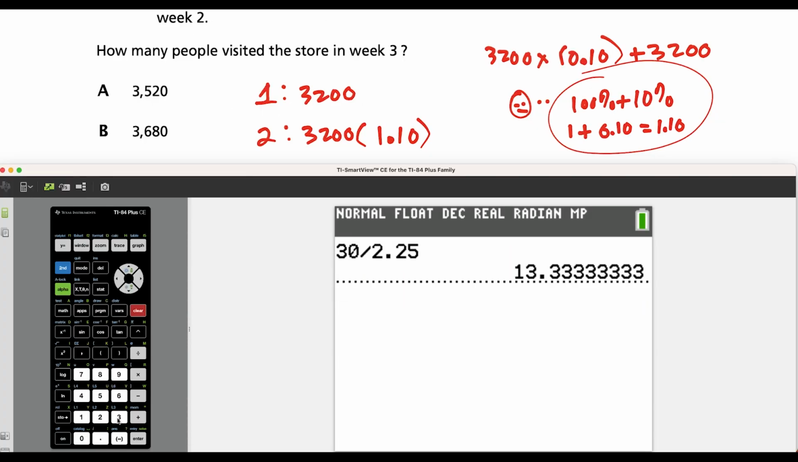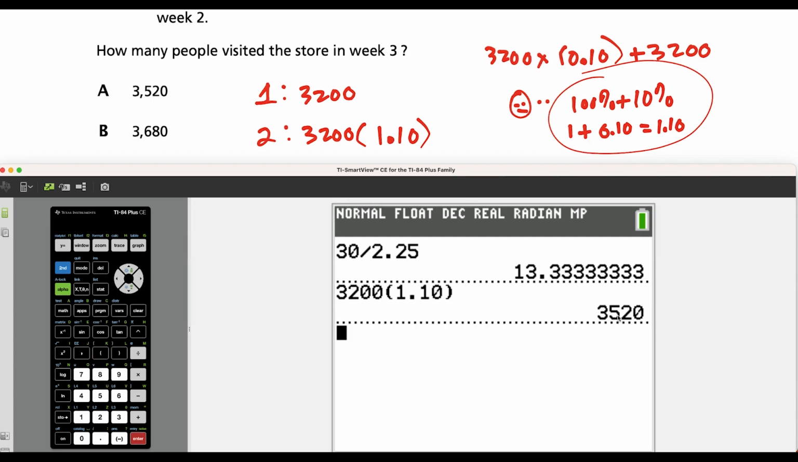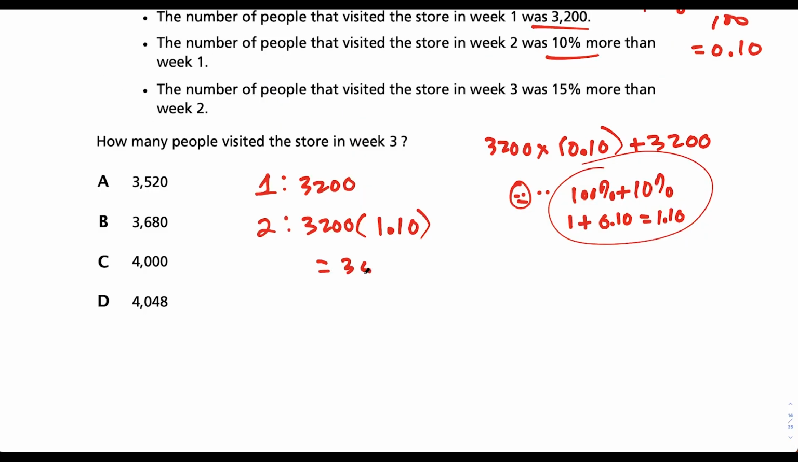So now we can just type this in. We have 3,200 and we're multiplying by 1.10. And notice here that we have our 10% increase, 3,520. So for week 2, we have 3,520 people visiting the store. But now we're looking for week 3. So we have to be careful here. Don't fall in the trap of choosing choice A.